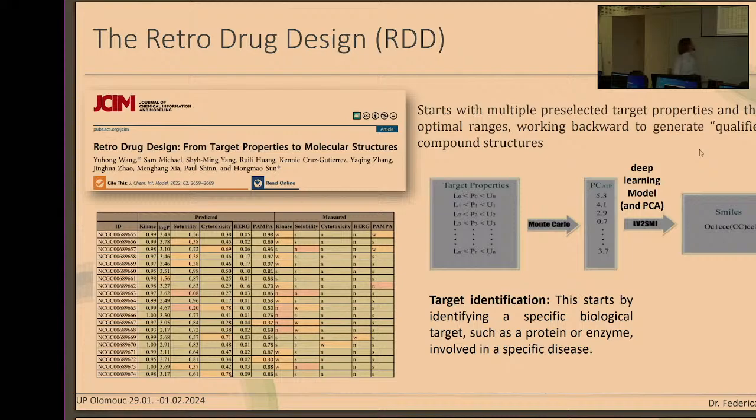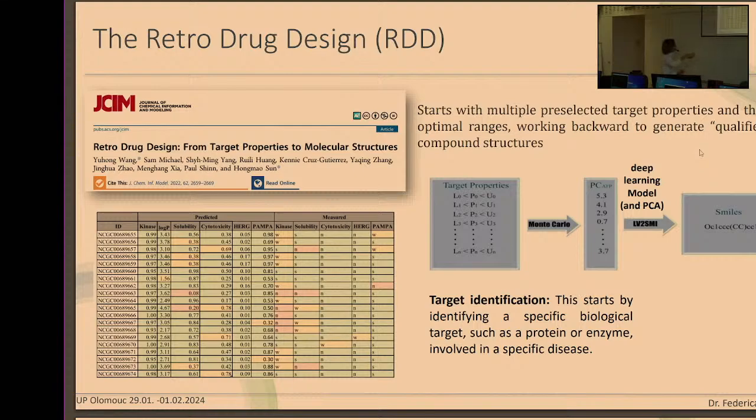So in this kind of process, we can start by selecting multiple targets and multiple physical properties of the target, and then we can use the target properties to generate qualified compound structures by using machine learning or deep learning models, also PCA, and then to have some molecules in which the predicted properties are quite close to those measured.